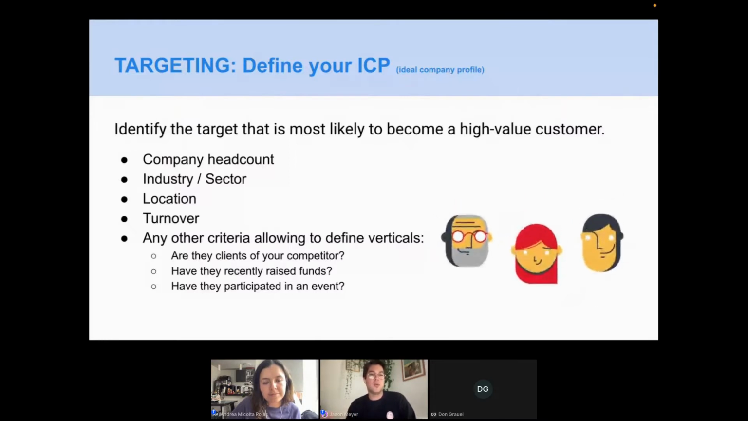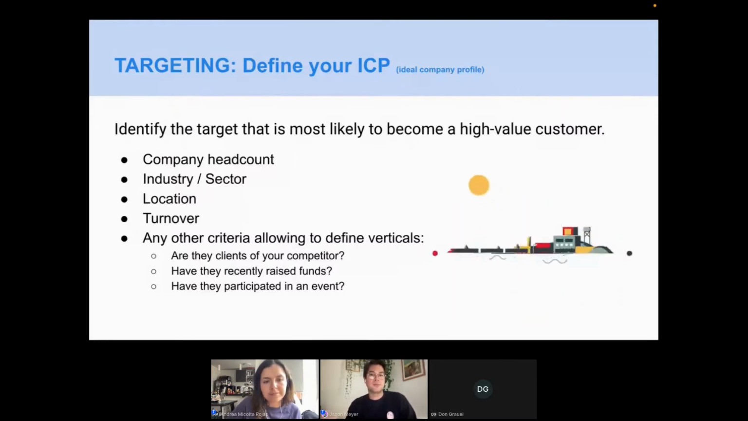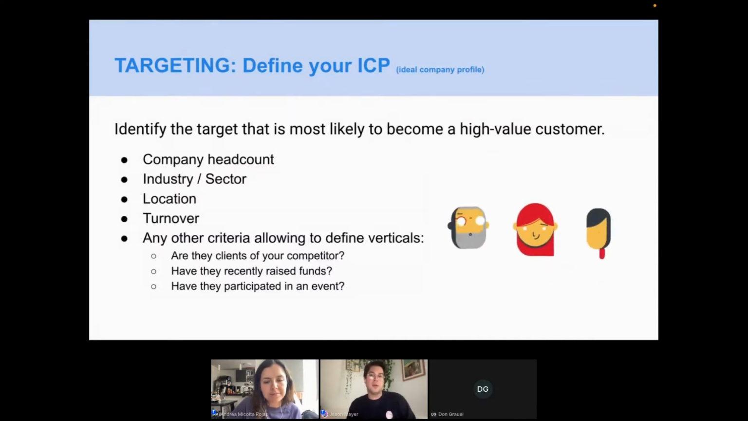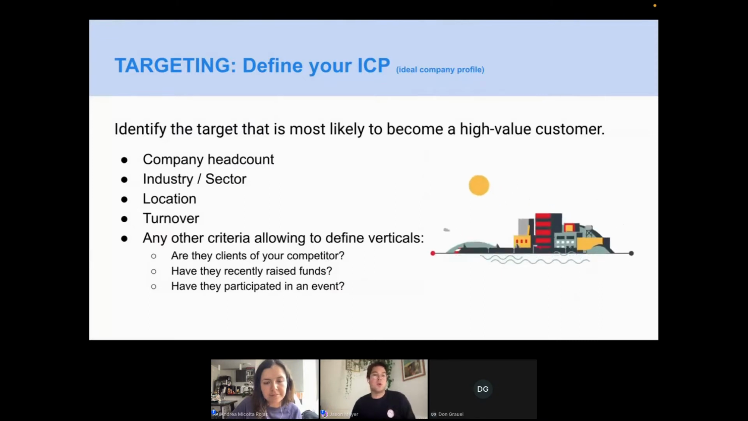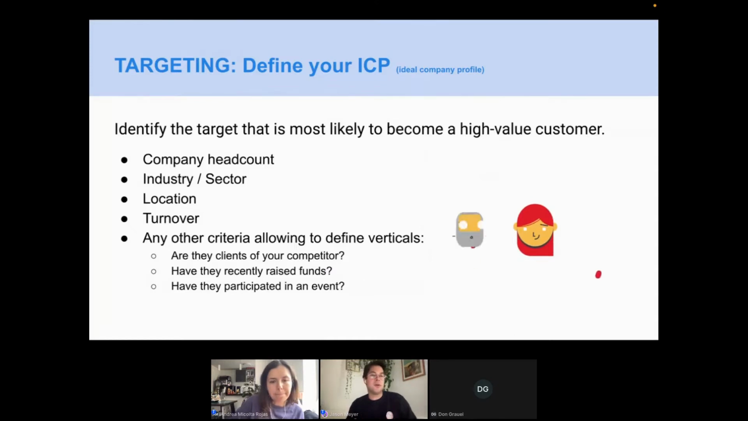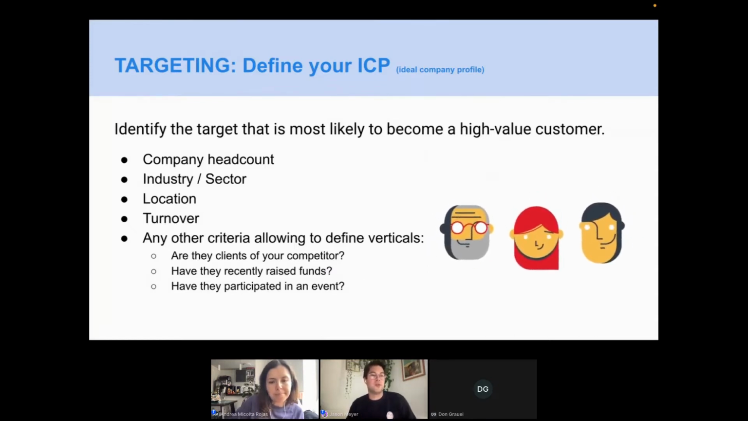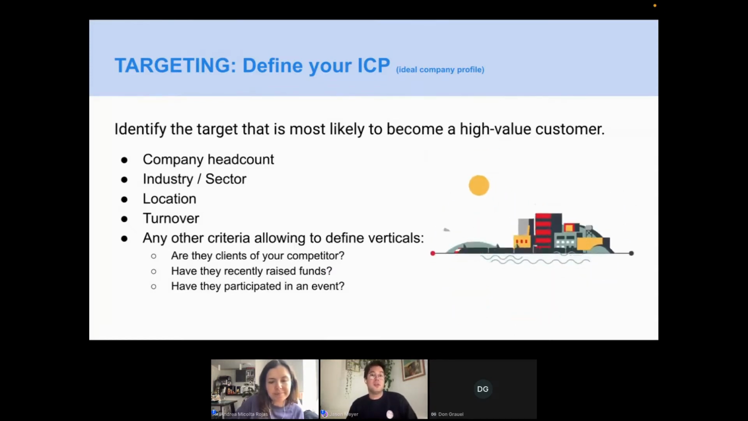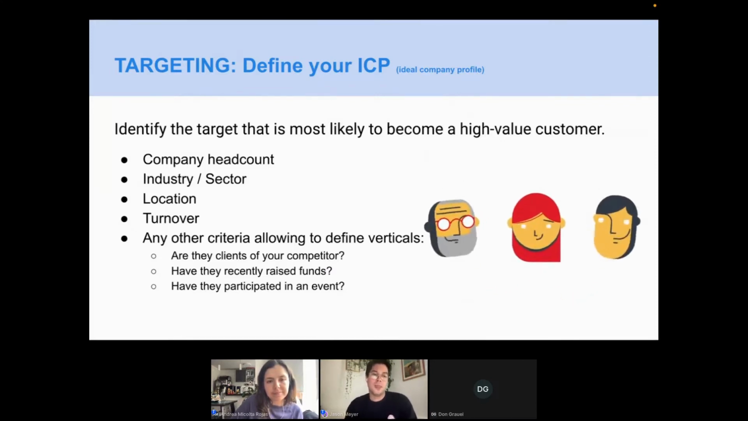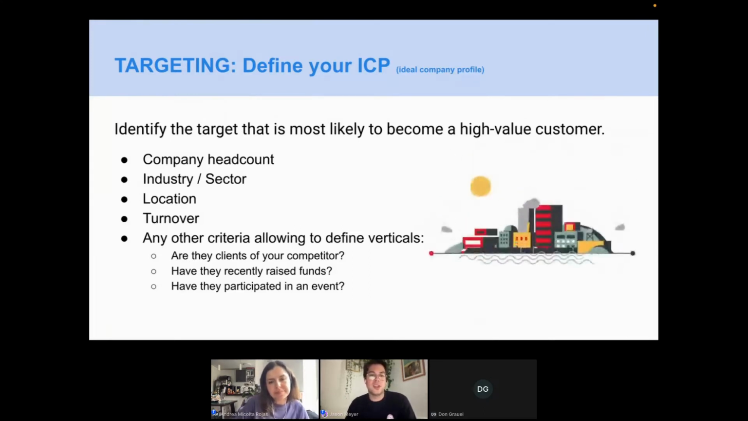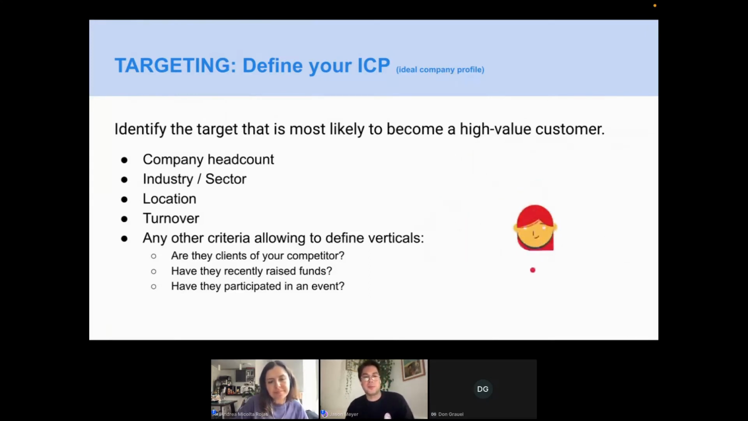Also, their location. Where are they located? If you're targeting, for example, Europe as a region, does it make sense? Or is it better to start for a specific region, Southern Europe, or a specific country like France? And also their turnover, that's how much revenue they are producing as a company a year. Do they need to increase their revenue? Are they having a dip in their revenue on an annual basis? And then, of course, any other criteria that allows you to define verticals, as we mentioned here.